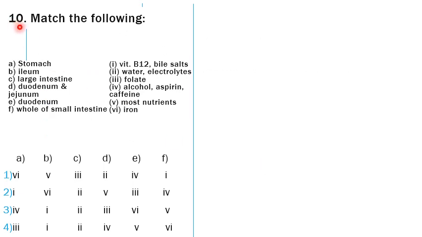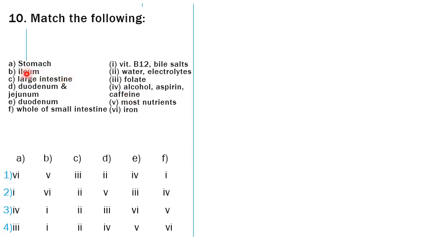Next question is the 10th one, match the following. On the left side they are given the parts of the digestive region, and on the right side they have given various nutrients, and it is asked in which region they will be absorbed. So if we see the stomach, it actually helps in absorbing alcohol, aspirin and caffeine.